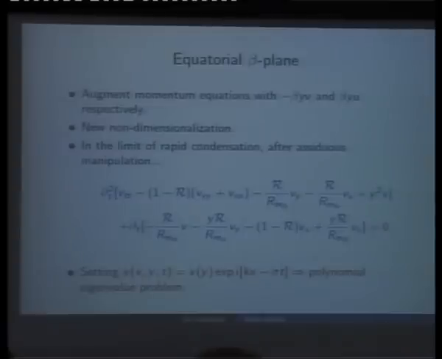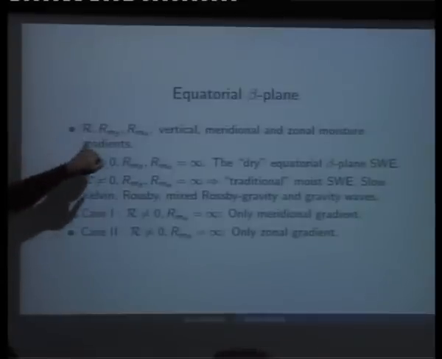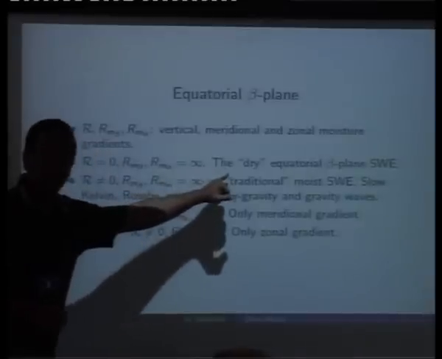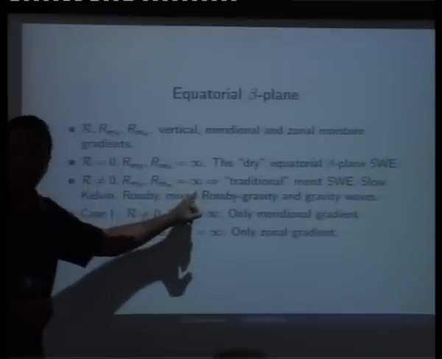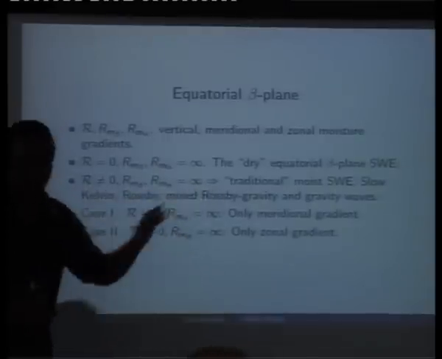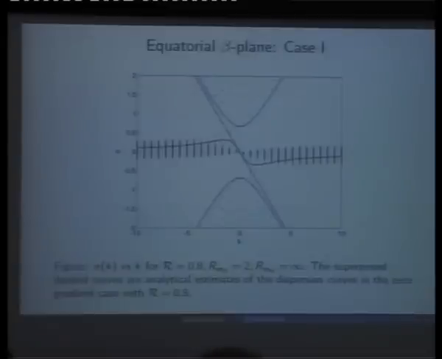What is the solution? Well, before I show you the solution, let me just recap. Our three parameters are these guys over here. The first case is where you shut everything off, you have the dry system. As soon as you put a vertical gradient and keep the horizontal gradients to be infinite, or there is no gradient, you get the traditional moist system which has all your traditional waves, but they are just slowed down, right? So the two cases that we want to consider are these guys over here. So the first one is where you have a meridional gradient, and this is what you see.